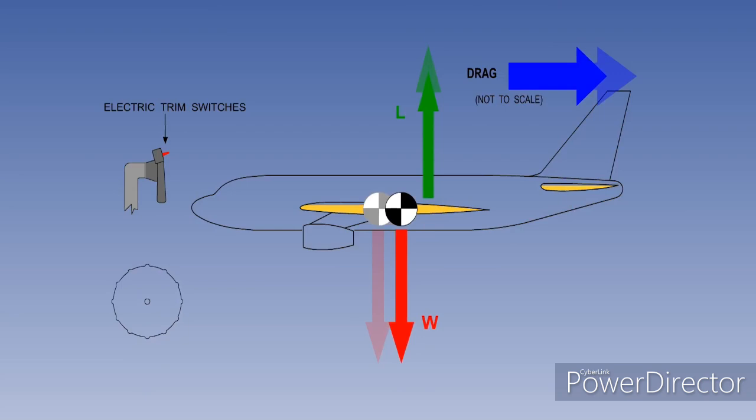With power flying controls, there is no feedback of aerodynamic forces to the cockpit controls. The stick forces are generated by the artificial feel system.